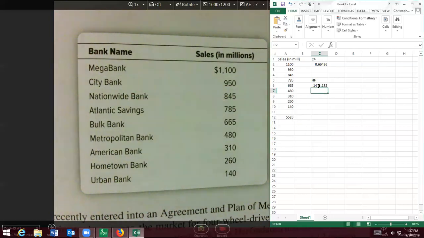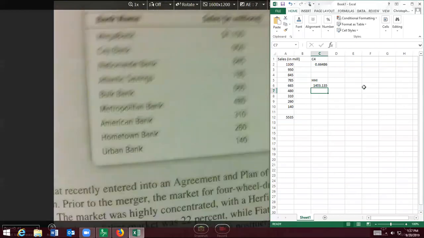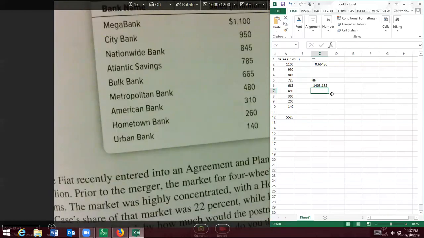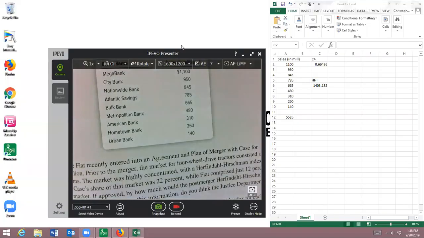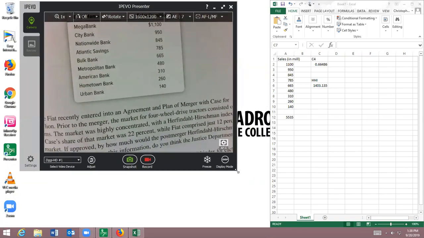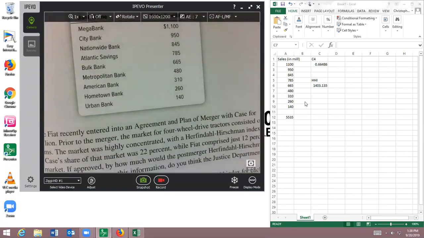So we end up with an HHI of 1403. So this is our pre-merger HHI, right? So remember, we're asked about Nationwide Bank and Hometown Bank, Nationwide and Hometown, right? We're asked what if they merged? What would happen, would the DOJ care? Would they get in the way of it, right? So we need to figure out the new HHI.